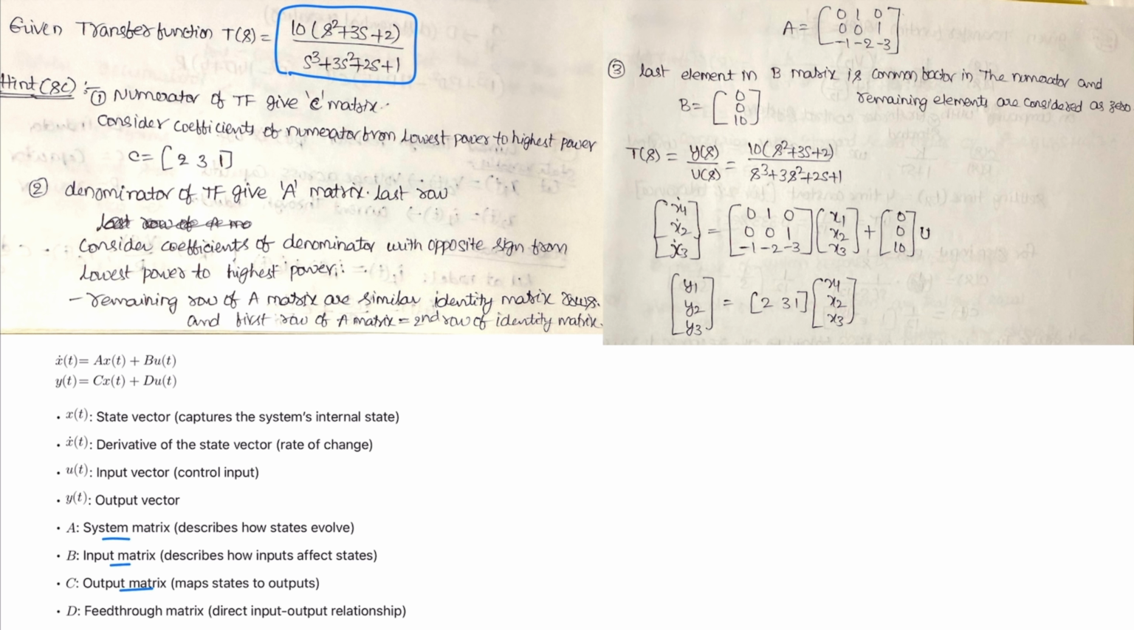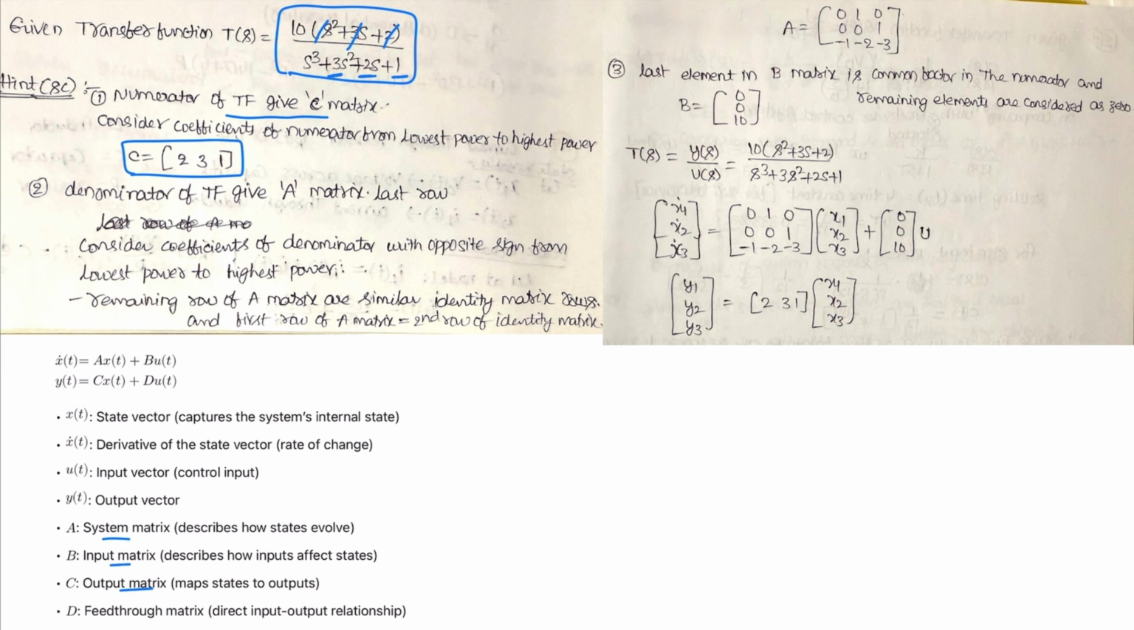So here the hint is: the numerator of the transfer function gives the C matrix, that is 2 3 1, the output matrix. The denominator of the transfer function will give the A matrix. Consider the coefficients of the denominator with opposite sign from lowest power to highest power, that is minus 1, minus 2, minus 3.